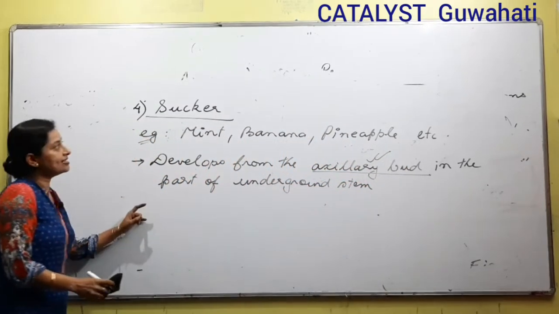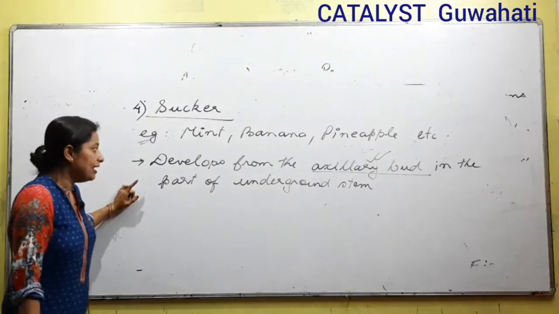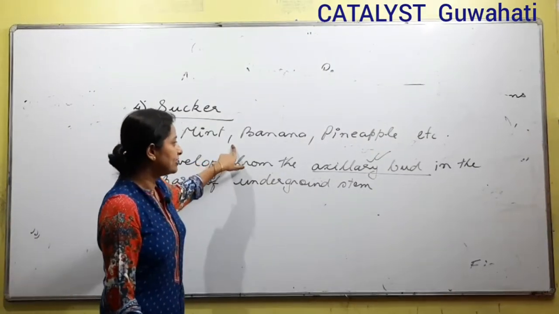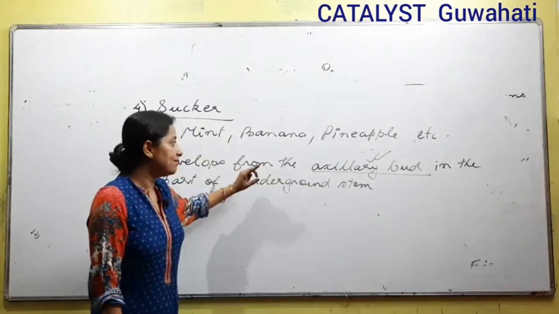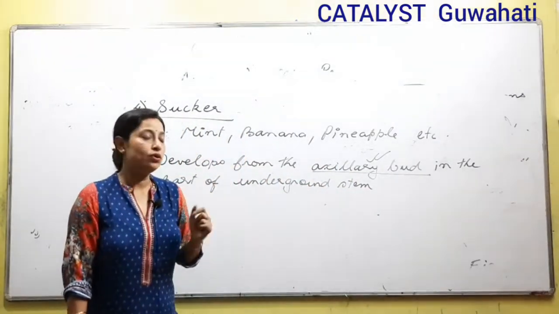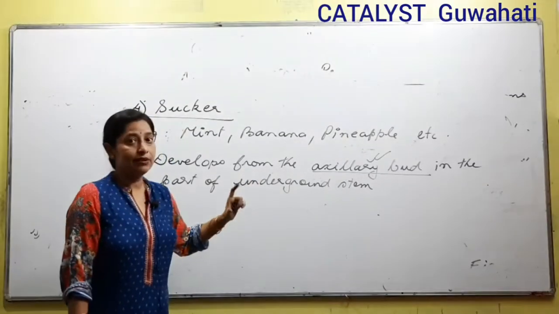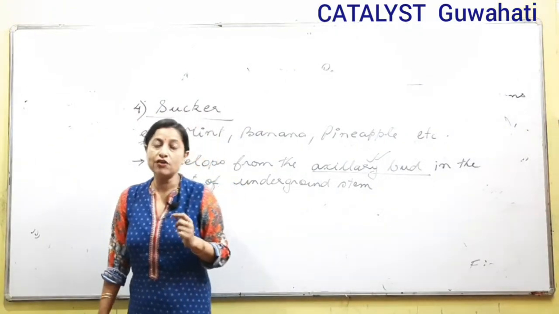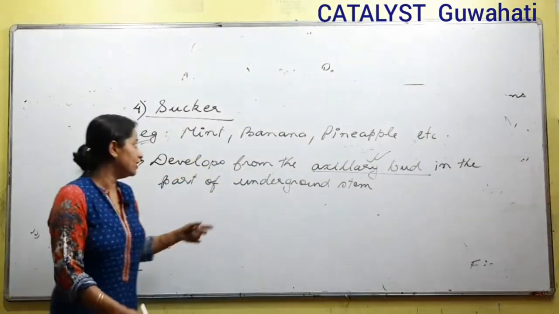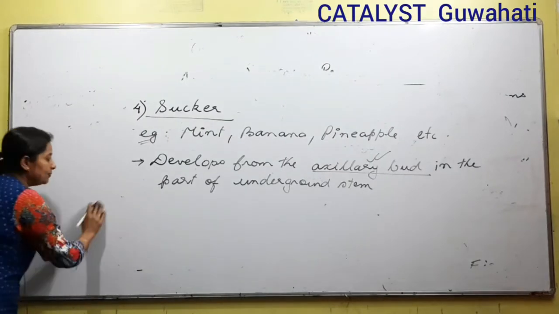So what is a sucker? A sucker is an example of a subaerial or creeping stem. Important information about a sucker is it develops from the axillary bud, and that bud will be on the underground stem. We are not discussing underground stem, we are discussing subaerial or creeping stems, but for a sucker, a diagram will make it easier to understand.